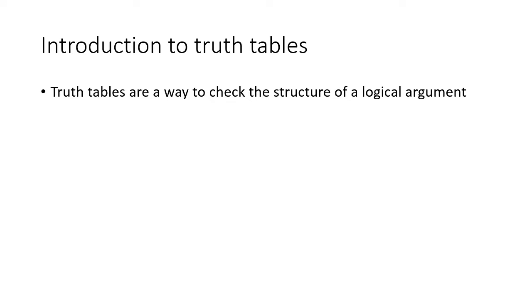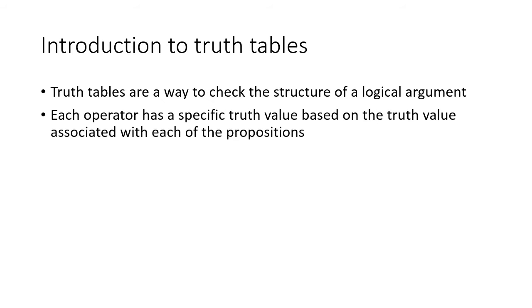So here I want to briefly introduce what truth tables are for and outline some of the major points about them. So first thing is that truth tables are a way to check the structure of a logical argument. Like I said in the previous slide, we want to determine if a logical argument is good or bad. In this case, since we're doing deductive logic, we are looking for if it's valid or invalid.